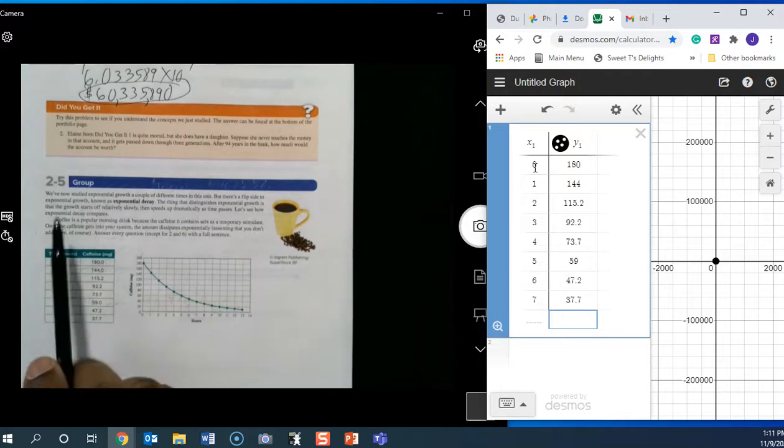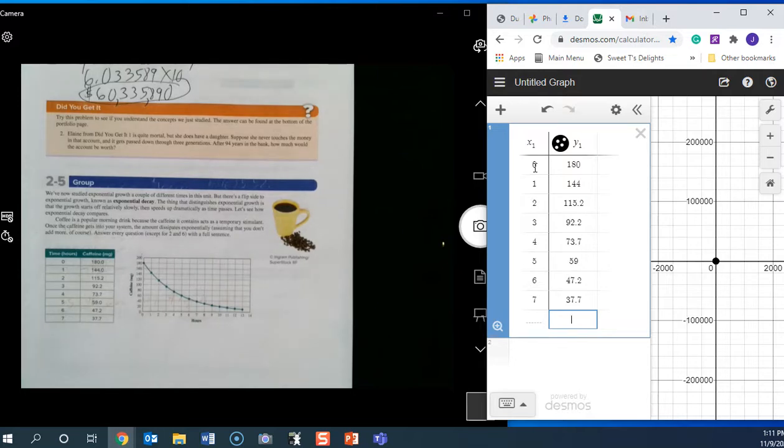Now it says here, we've now studied exponential growth a couple of different times in this unit, but there's a flip side to exponential growth known as exponential decay. So this would be considered exponential decay. The thing that distinguishes exponential growth is that the growth starts off relatively slowly, then speeds up dramatically as time passes. Let's see how exponential decay compares.